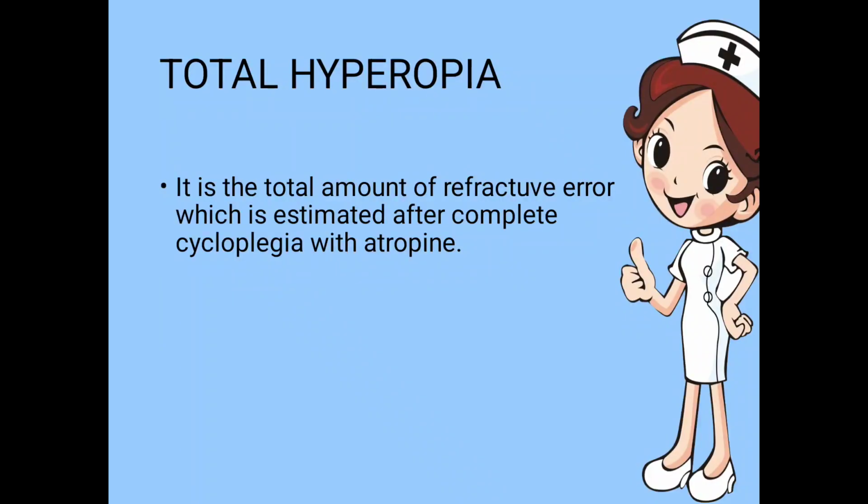For complete cycloplegia, atropine is used. Mostly it is used in children, and in case of adults we can use homatropine. In children we can also use cyclopentolate. It depends upon the different conditions.